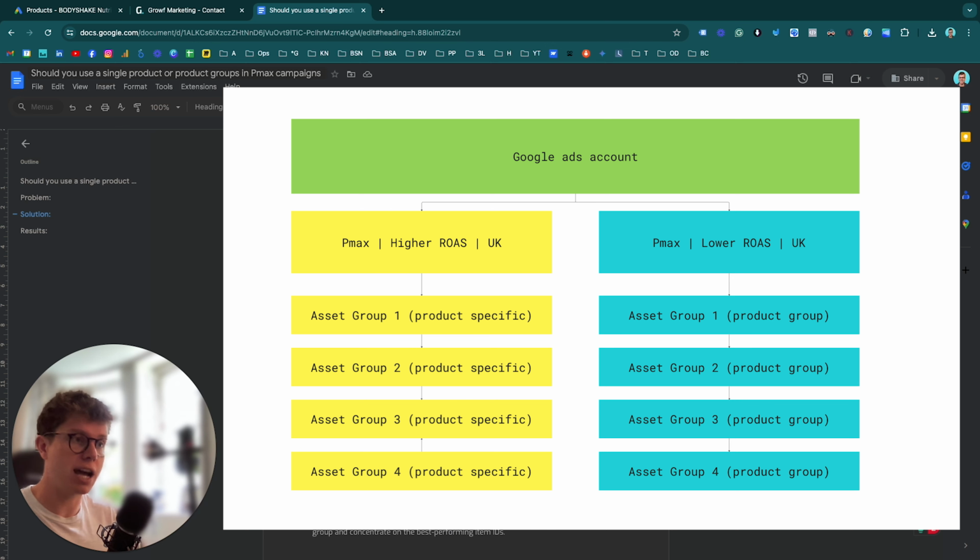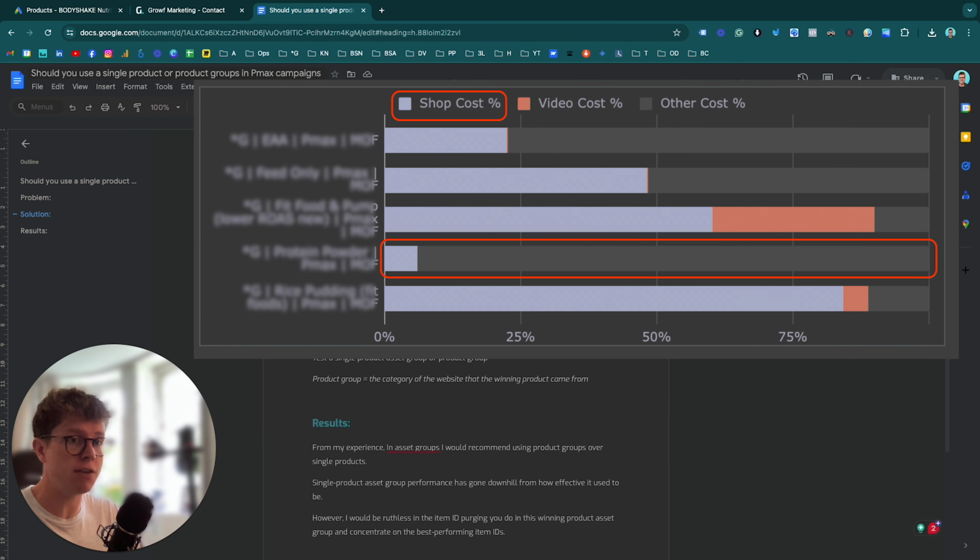That's because naturally we had higher demand for these products, so we wanted to push these as much as possible. However, what we've seen shifting with Google Ads and particularly PMax is that single product asset groups don't really perform as well as they used to. In fact, when we're reviewing them in our PMax script, we're seeing that a huge amount of the spend was actually being funneled to search and other platforms other than Google Shopping. And that's not where we want our spend to go.